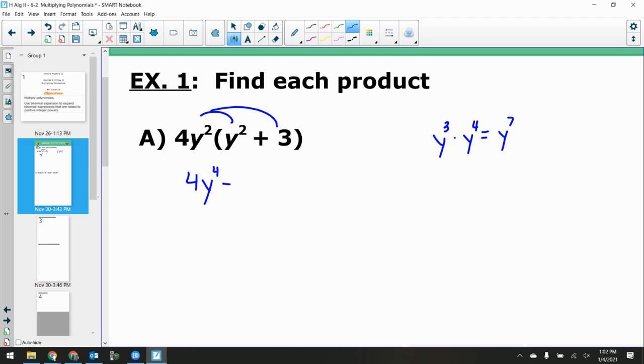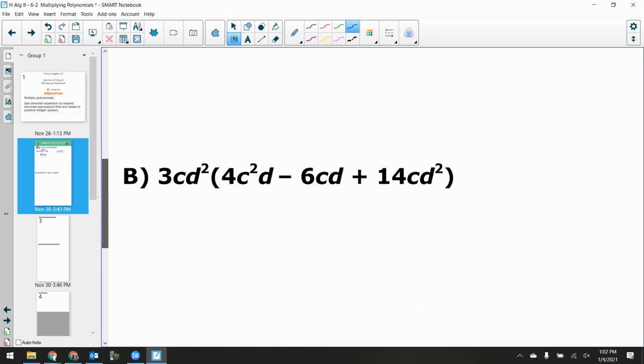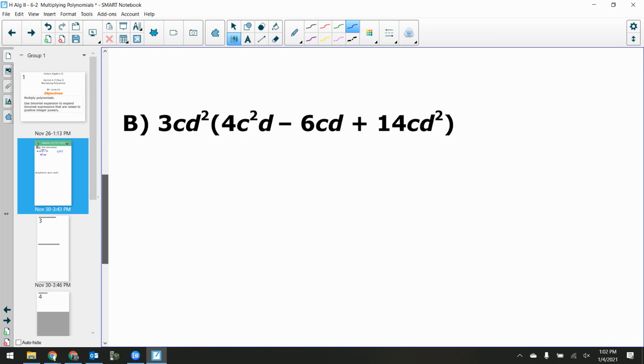So I know this is kind of a tricky one because adding 2 plus 2 is the same thing as multiplying 2 times 2. But be careful there. 4y to the fourth plus 12y squared. Pretty simple, right? Good thing I kept my work organized. Really, right? That one was rough if you didn't. So now we multiply in.